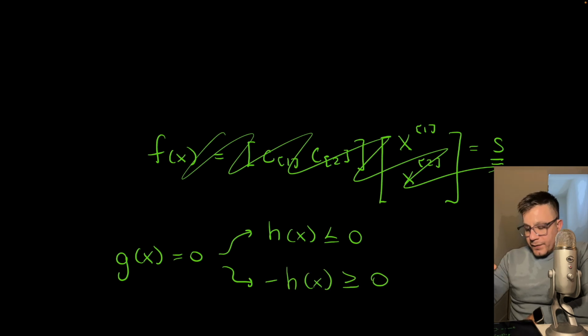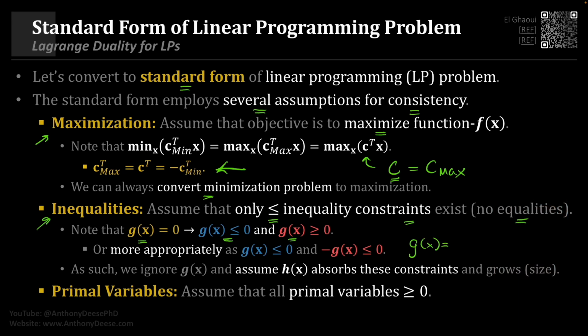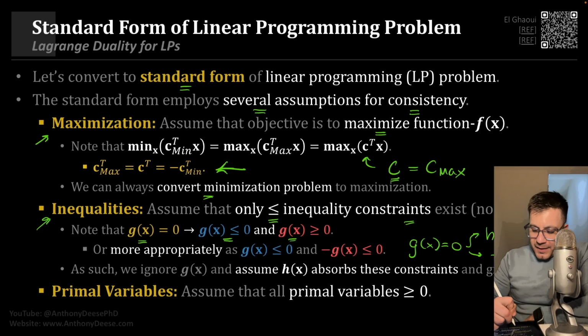Because there's only one value that can satisfy both of these, and that would be when it is equal to 0. All right, so what we're going to do is turn our g of x into two constraints, right? We have h of x is less than or equal to 0 and negative h of x is less than or equal to 0. Because again, in the standard form, we are assuming that they are all less than or equal to inequalities, so we can't use greater than. And then lastly, the primal variables. For the standard form, we generally assume that the primal variables are greater than or equal to 0, which doesn't necessarily fit with all the problems we look at, but this is part of the standard form.